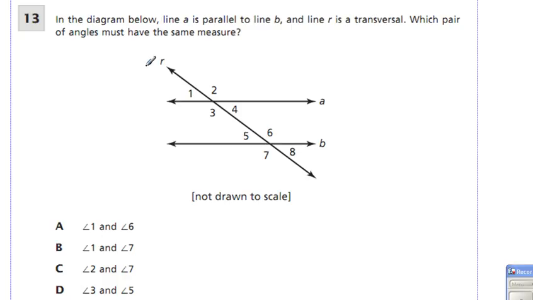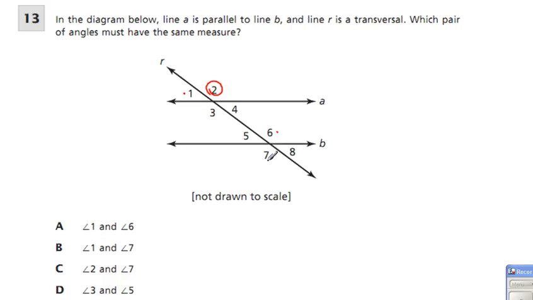Now, which measures the same angle? 1 and 6. 1 is right here, 6 is right here. Of course, 1 is smaller than 6, therefore it wouldn't be it. 1 and 7, likewise. 2 and 7, on the other hand, will have the same measure of the angle because 2 is equal to 3, and then 3 and 7 are corresponding. So, therefore, C would have been our answer.